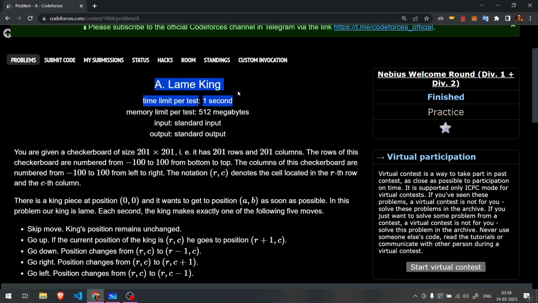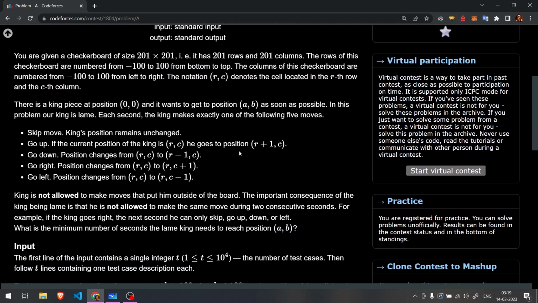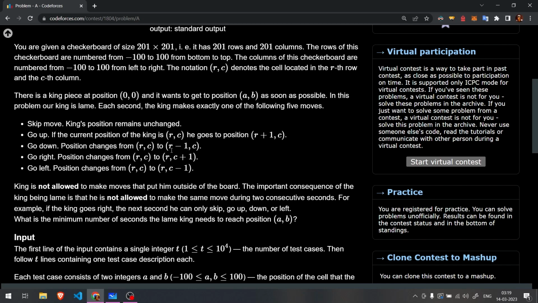Today we are looking at Nebius Welcome Round, Problem A, Lame King. We are given a checkerboard of size 201 cross 201. Basically, it's like a graph where there's an origin in the center and the numbering goes from -100 to +100 in the x and -100 to +100 in the y. The notation R and C denotes the row and the column.